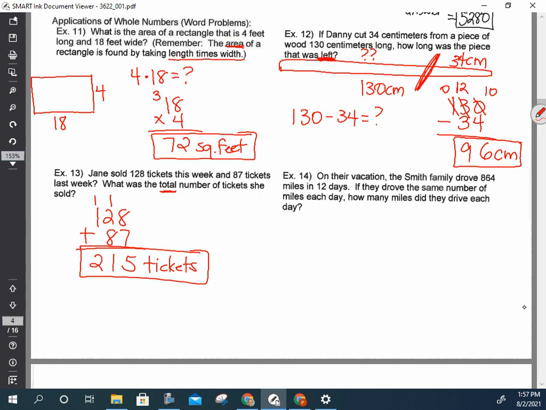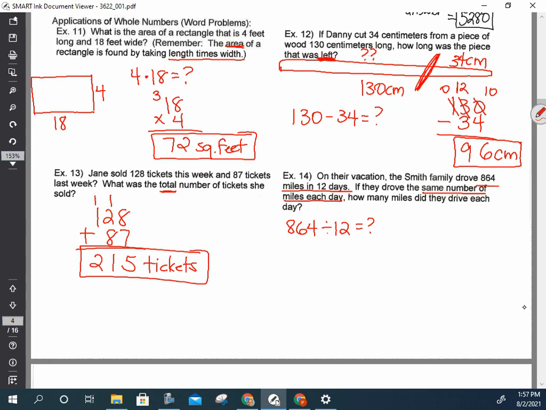Finally, example 14. On their vacation, the Smith family drove 864 miles in 12 days. If they drove the same number of miles each day, how many miles did they drive each day? Key thing here, they drove the same number of miles each day. So over each of the 12 days, they drove the same amount, and then they stopped. So this is a clear division problem. So 864, total number of miles divided by 12 days.